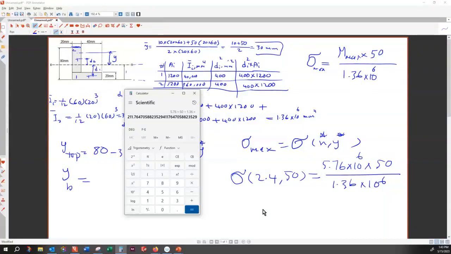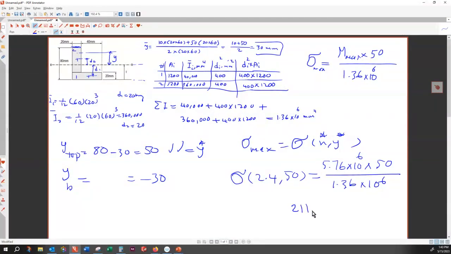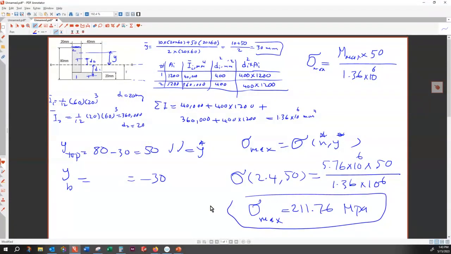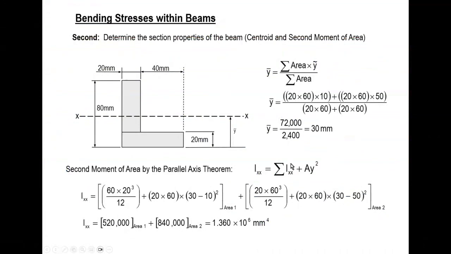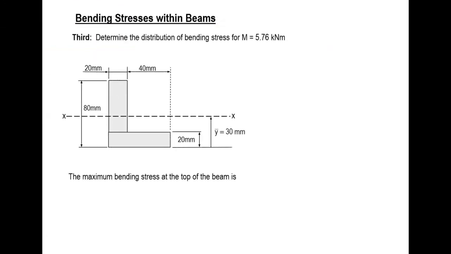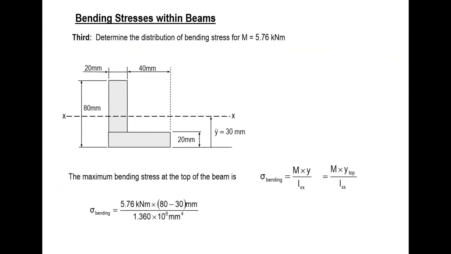So that is 211.76. And the answer is in megapascal. All right, so that was a breathtaking journey. We came all the way to find the maximum stress due to the, yeah, that's the same number.